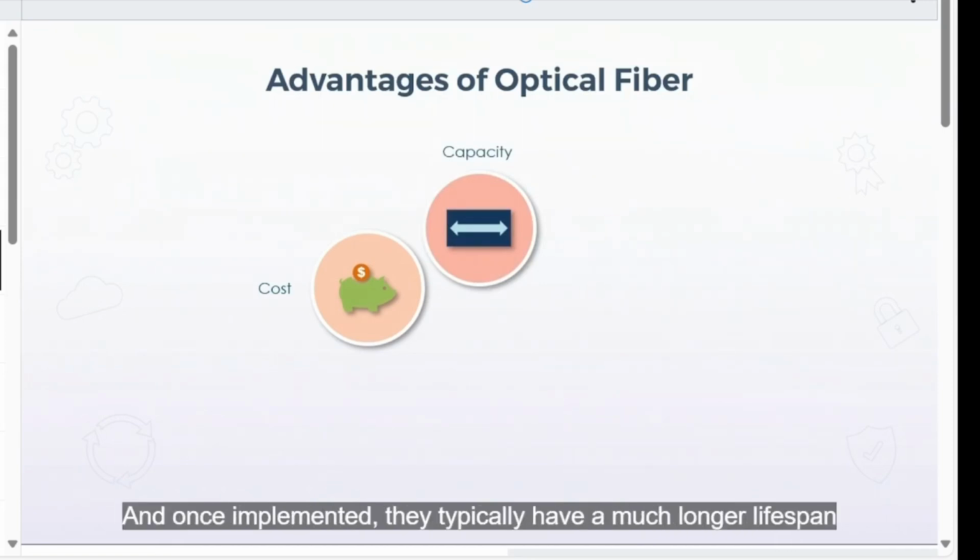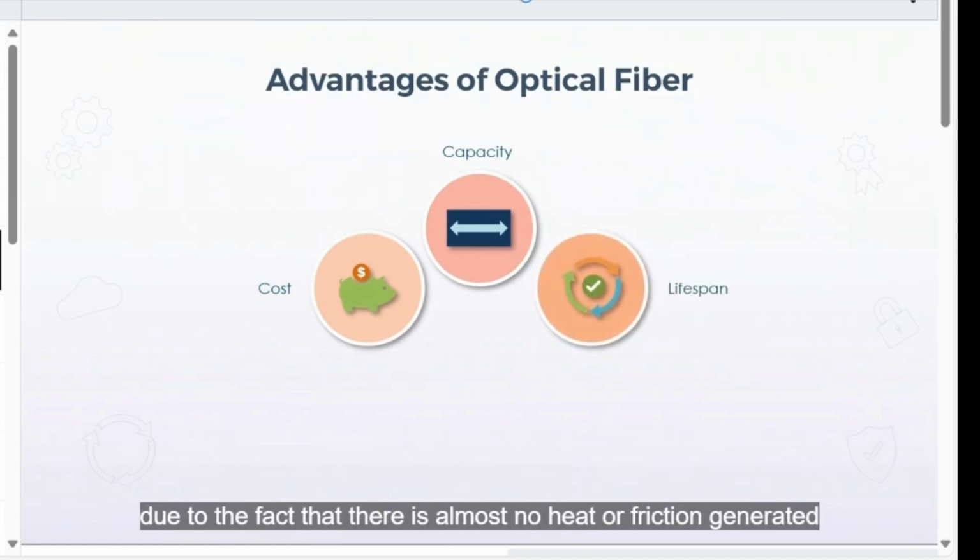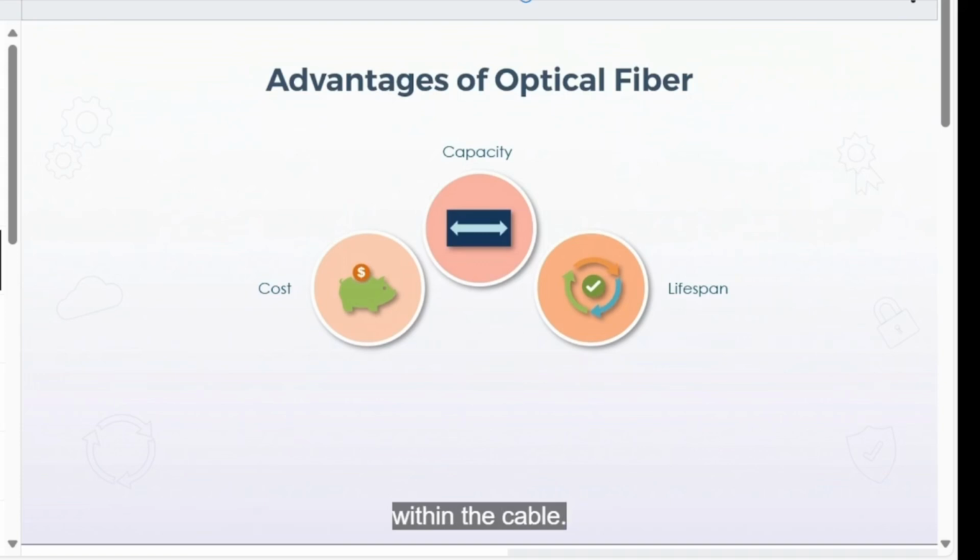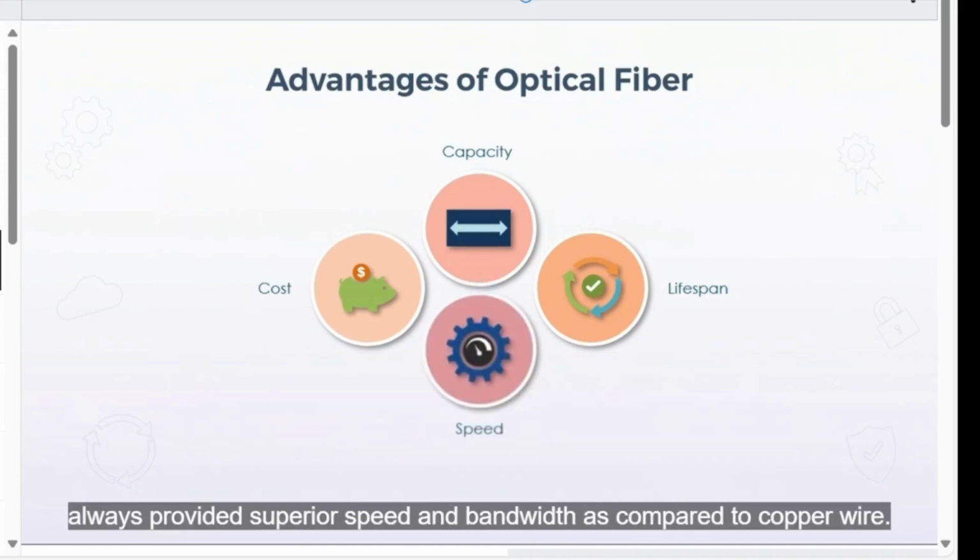And once implemented, they typically have a much longer lifespan due to the fact that there is almost no heat or friction generated within the cable. And of course, fiber optic cables have always provided superior speed and bandwidth as compared to copper wire.